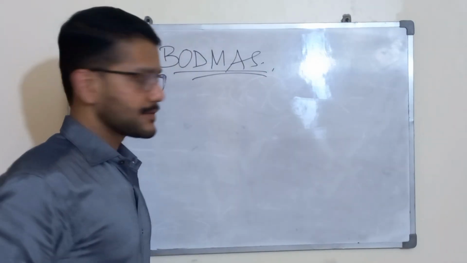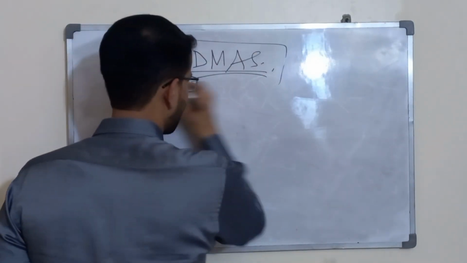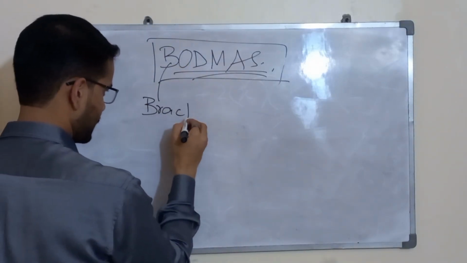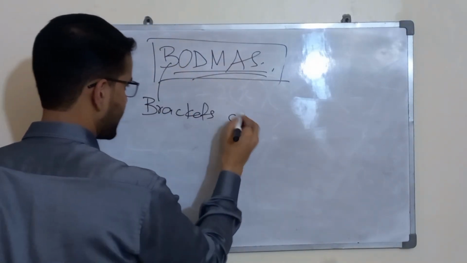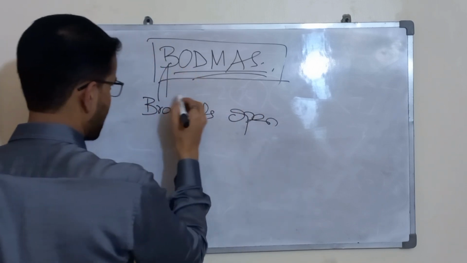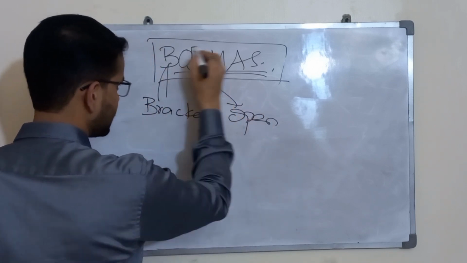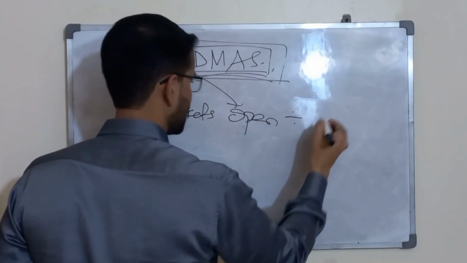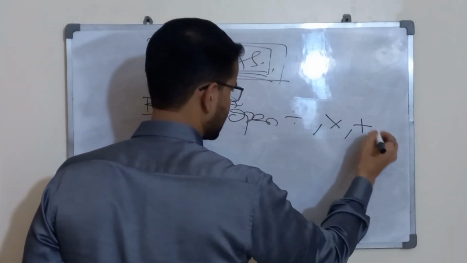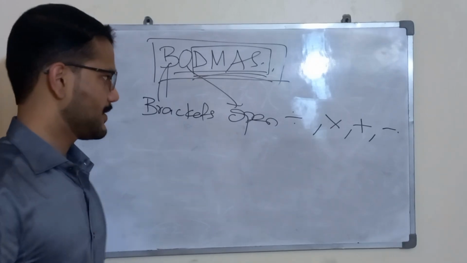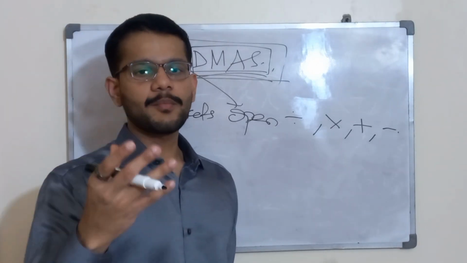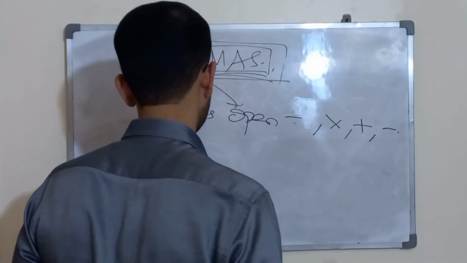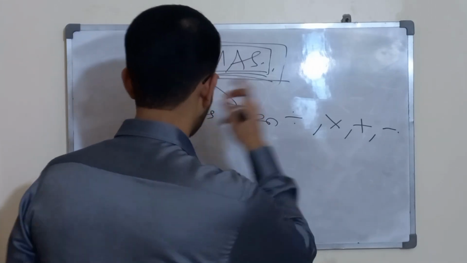What is BODMAS? The full form of BODMAS is: B for brackets, O for open, and then the signs: division, multiplication, addition, and then subtraction. Alright, a very common and very basic concept of mathematics. Now, how will we be applying the BODMAS rule?